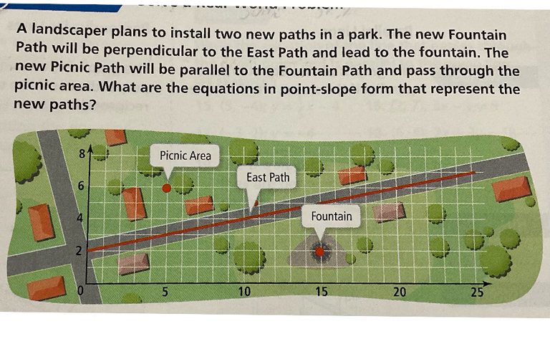A landscaper plans to install 2 new paths in a park. The new fountain path will be perpendicular to the east path and lead to the fountain. The new picnic path will be parallel to the fountain path and pass through the picnic area. What are the equations in point slope form that represent the new paths?